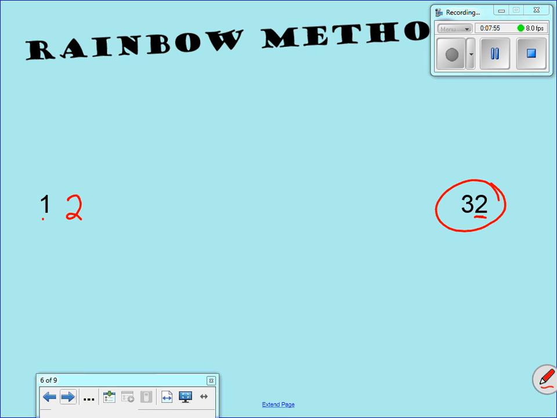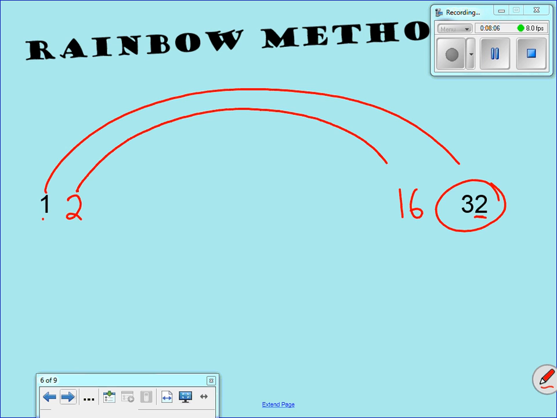So 2 times what equals 32? We have 2 times 16 equals 32. So we can draw our lines to create our rainbow. Does 3 go into 32? Well, let's think here. We know 3 goes into 30 10 times, but that would leave a remainder of 2. So no, 3 does not go into 32.